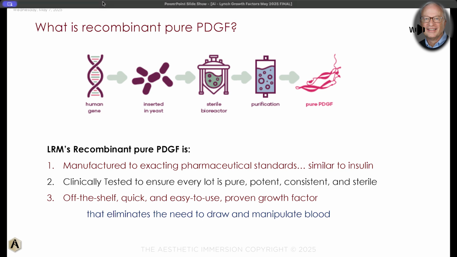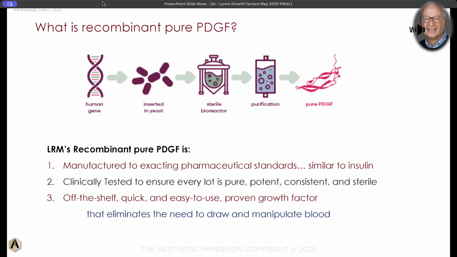Now, right, we can make a standardized medicine. We're actually in the medical therapeutic space now, right? Because we can produce this using exacting pharmaceutical standards. So we know that every batch has exactly the same purity and potency and consistency and sterility, and is all endotoxin free. Okay. And better yet, for the providers out there, it's off the shelf and it's quick and easy to use. It eliminates the need to draw blood and centrifuge it down. Okay, next.